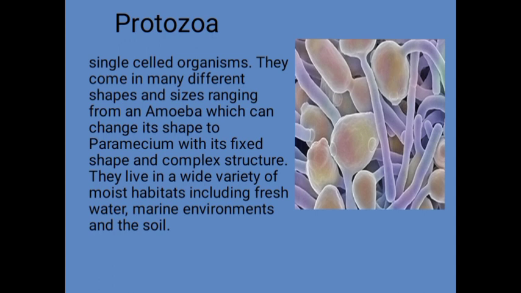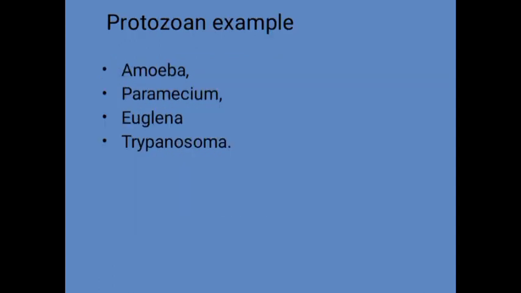So, what is protozoa? Protozoa are single-cell organisms. They come in many different shapes and sizes, ranging from the amoeba, which can change its shape, to the paramecium, which has a fixed shape of complex structure. They live in a wide variety of moist habitats, including fresh water and the soil. So the protozoan examples are the amoeba, paramecium, Euglena, and Trypanosoma.